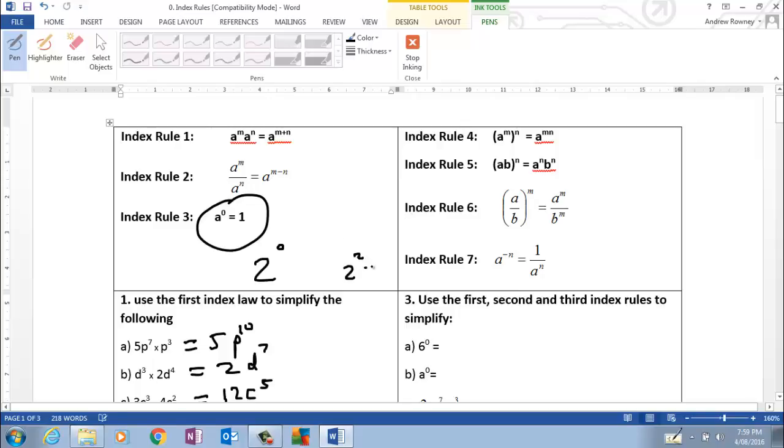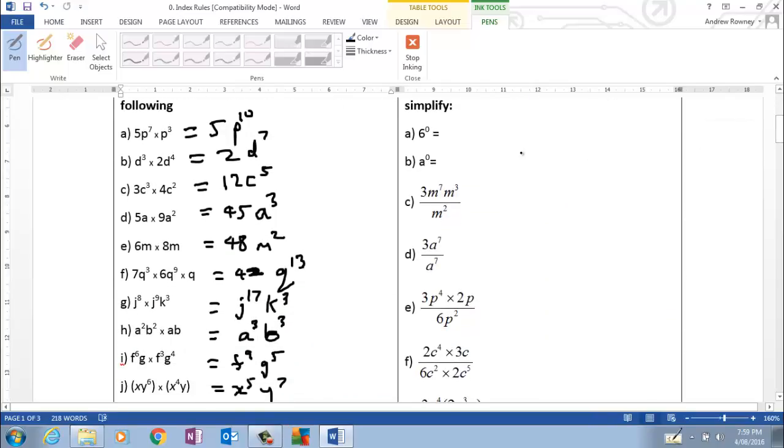Once again, that makes sense. If you've got 2 squared, that means 2 times 2. 2 to the 1 means 2 times itself. 2 to the 0, there's nothing we can have, and by definition it's 1 for everything. Okay, so the first question, 6 to the 0 is 1, a to the 0 is 1. This one will give m to the 10 on m squared, which is 10 take 2, which is 8.